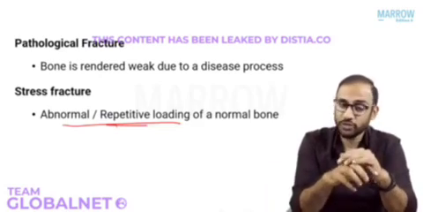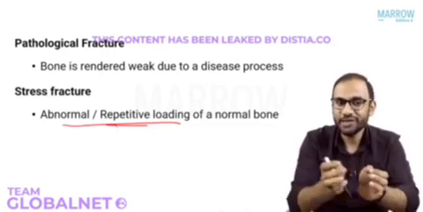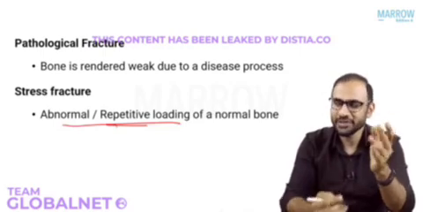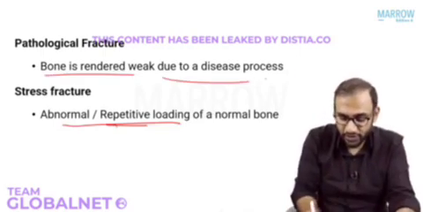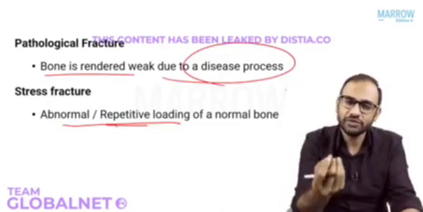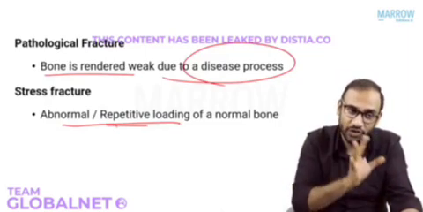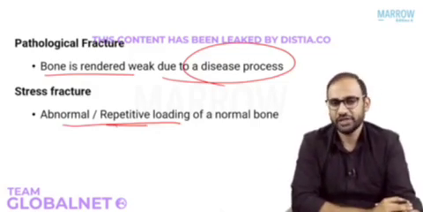Now, pathological fracture, what will be the story? The story will be there is a disease or pathology in the bone that is making the bone weak. And when this weak bone is exposed to normal forces, it will break. That is pathological fracture. So, bone is rendered weak due to a disease process, and on application of normal force, it breaks. Okay, are you understanding the clear distinction of pathological and stress fracture? Now let's start to read pathological fracture first.